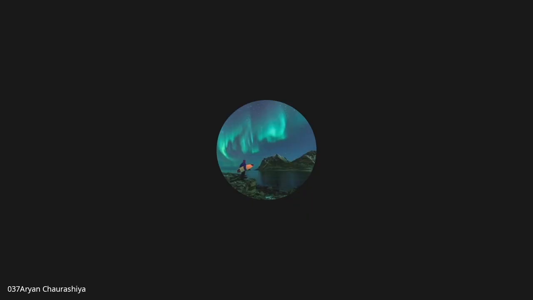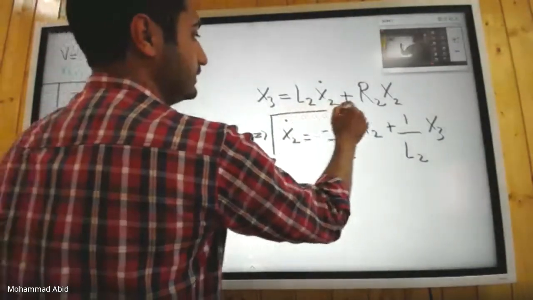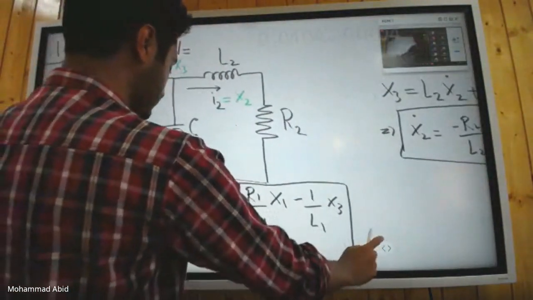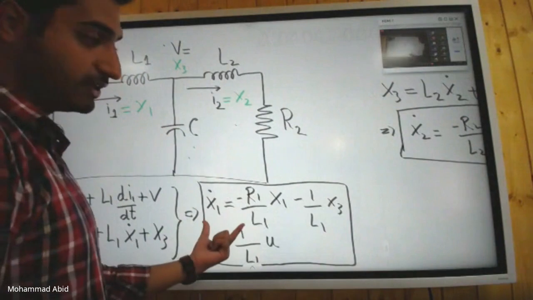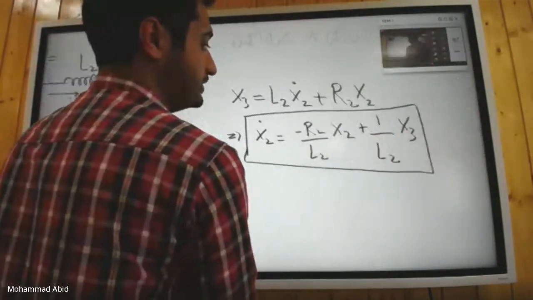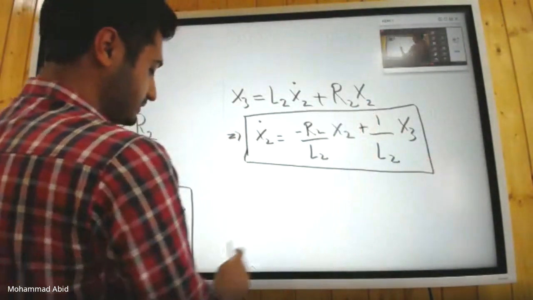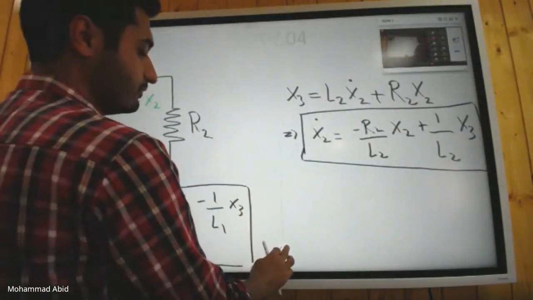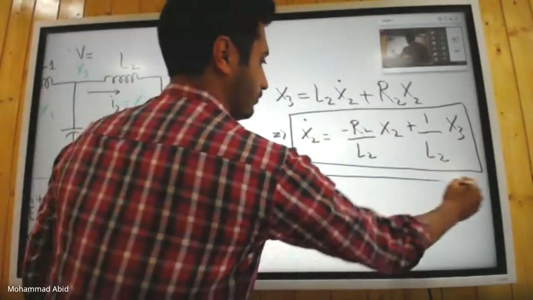Okay. This is your second derivative of X2. So far what you have obtained is the derivative of X1, and now we have got the derivative of X2. What we need is the derivative of X3. So this is just a circuit example. We are just doing some analysis about the circuit.